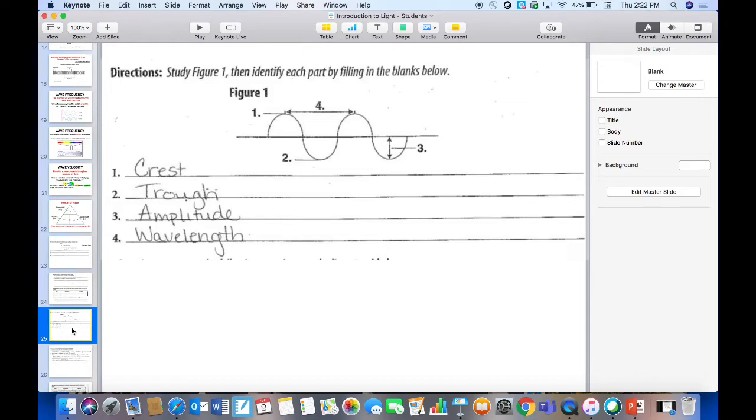What is wavelength? Wavelength is where you measure the distance between one point on a wave and the identical point on another. So it could be crest to crest or trough to trough. If I had a figure of a sound wave, measuring wavelength could be compression to compression or rarefaction to rarefaction. It does not matter the type of wave you have to measure wavelength. Okay, so I want to stress that as well.